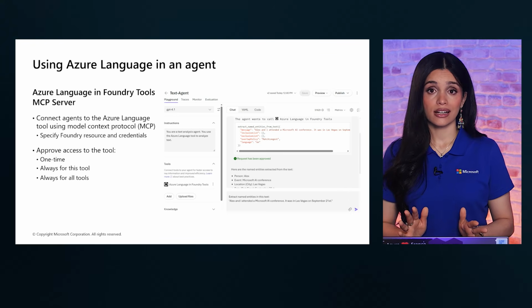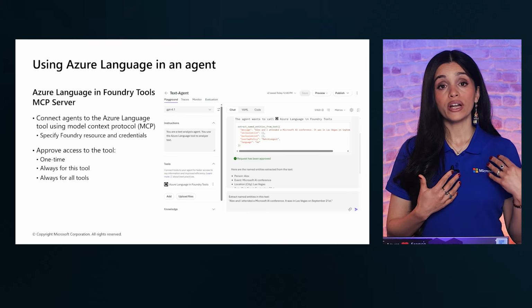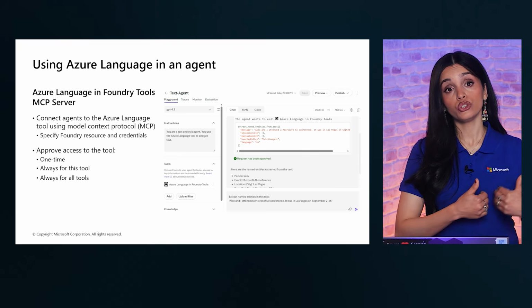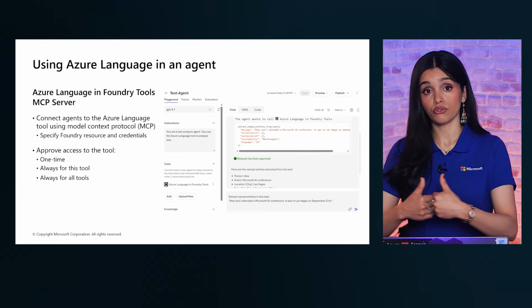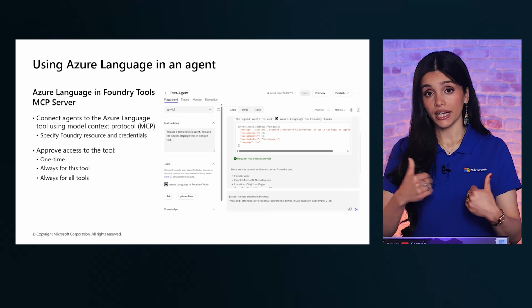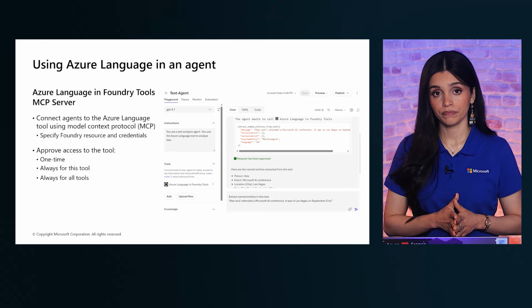Imagine a Copilot style agent that helps process support tickets. When a message arrives, the agent can use Azure Language to detect the language, then check for personal information using PII detection, and only then generate a safe response.